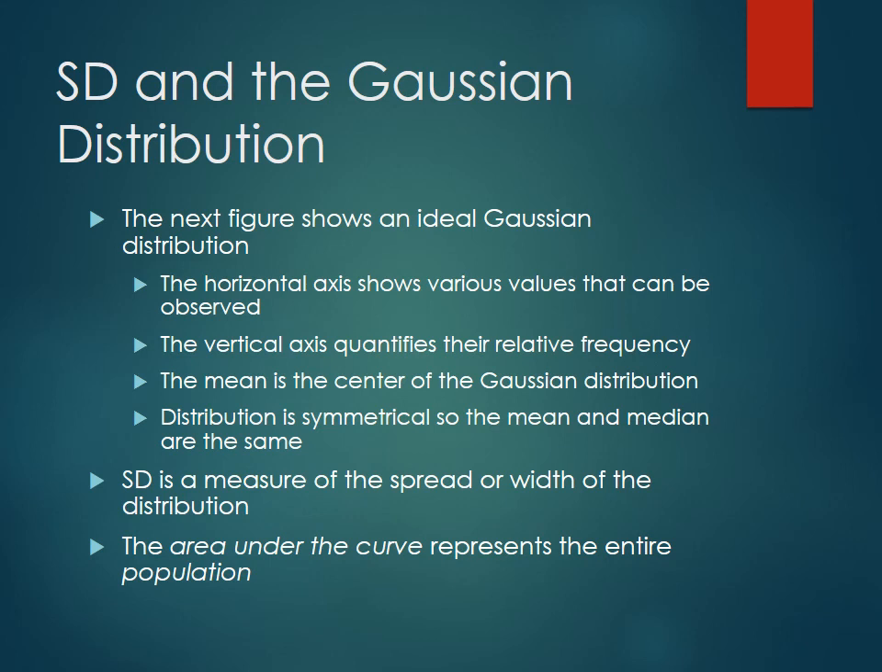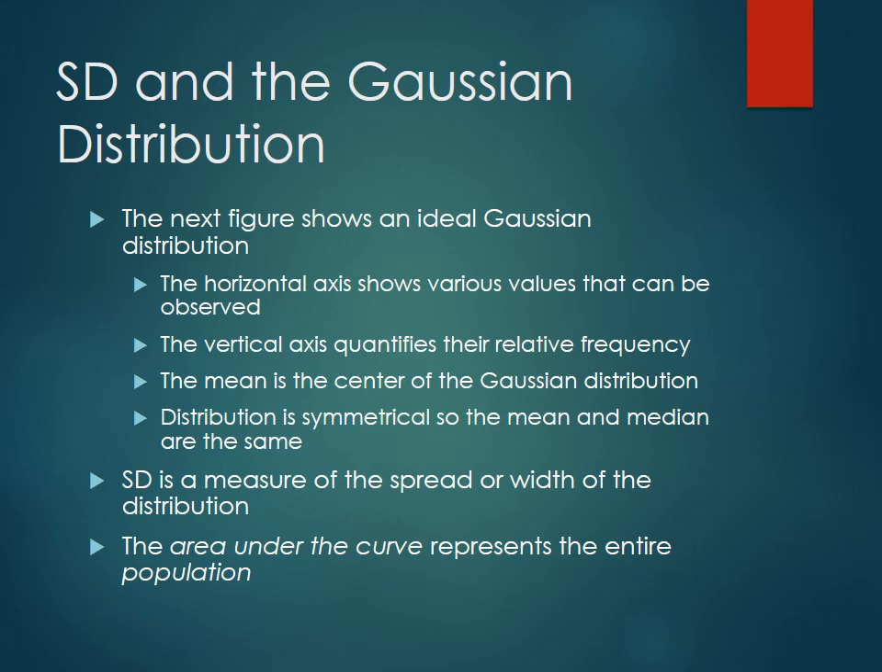Again, the horizontal axis shows the various values that can be observed in that group. The vertical axis just quantifies the relative frequency that was measured in that group. And the center is going to be the mean, right? So every time you see the center of that bell-shaped curve, that's the mean value for that sample. Standard deviation is the measure of variability in the data around that mean. So smaller standard deviation means smaller variability around the mean, larger standard deviation means larger variability.